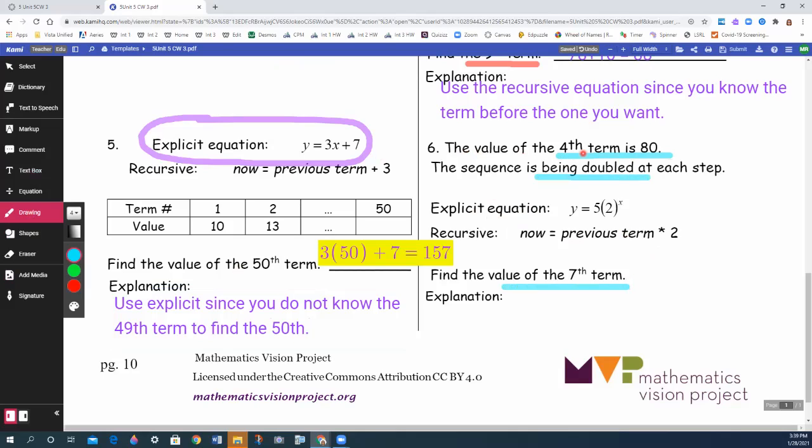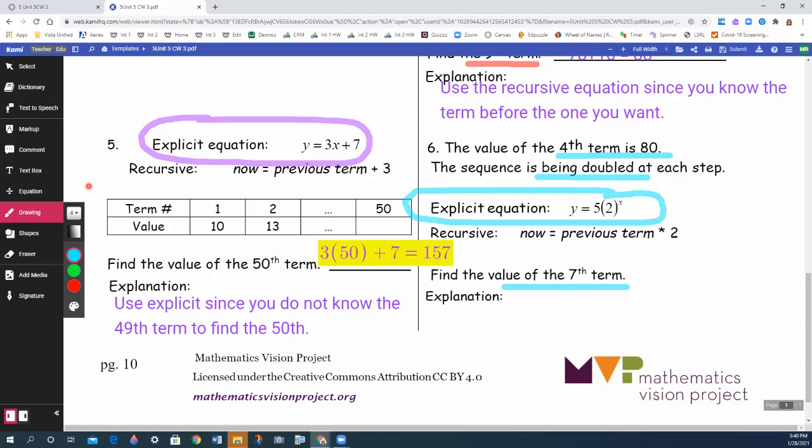So if I have the 4th term and I want to find the 7th term, if I wanted to use recursive, I'd have to add it to get the 5th term, add it to get the 6th term, or not add it, sorry, we're doubling. I double it to get the 5th term, I double it to get the 6th term, I double it to get the 7th term. Doable, but I personally don't want to take all that effort. So if I do not know the term right before, I am not going to use recursive. I am going to plug it in to the explicit.